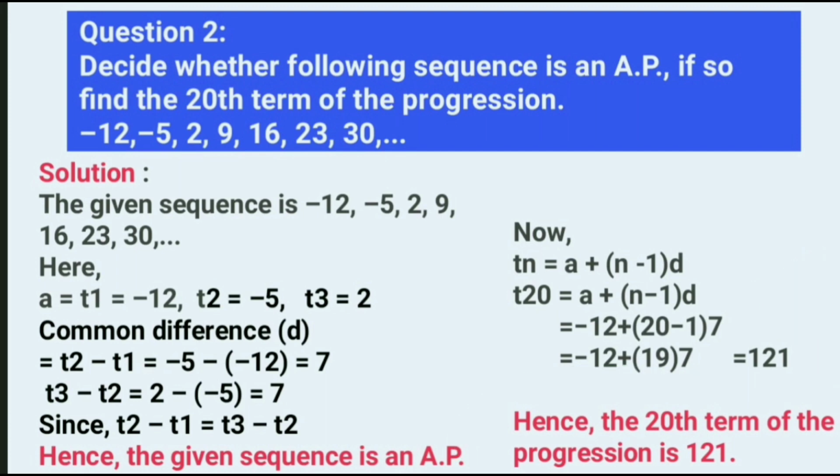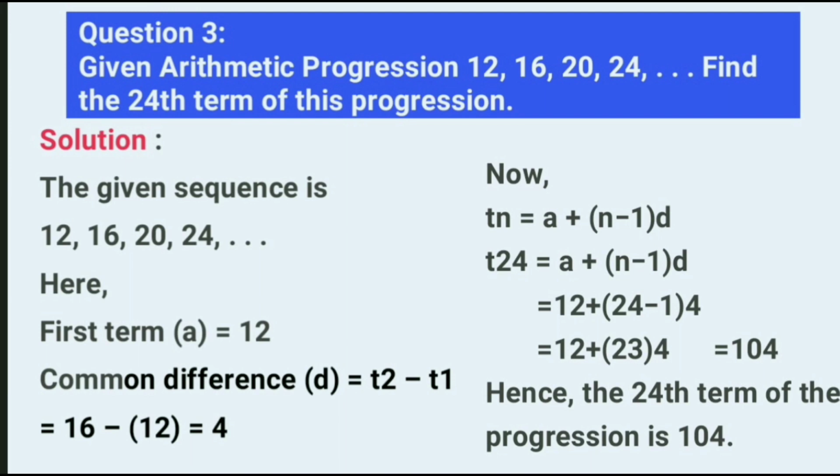Question number 3. Given arithmetic progression 12, 16, 20, 24 and so on, find the 24th term of this progression. Now solution. The given sequence is 12, 16, 20, 24 and so on. Here first term, that is T1, that is A, is equal to 12. Now common difference is D, that is T2 minus T1, that is 16 minus 12 is 4.